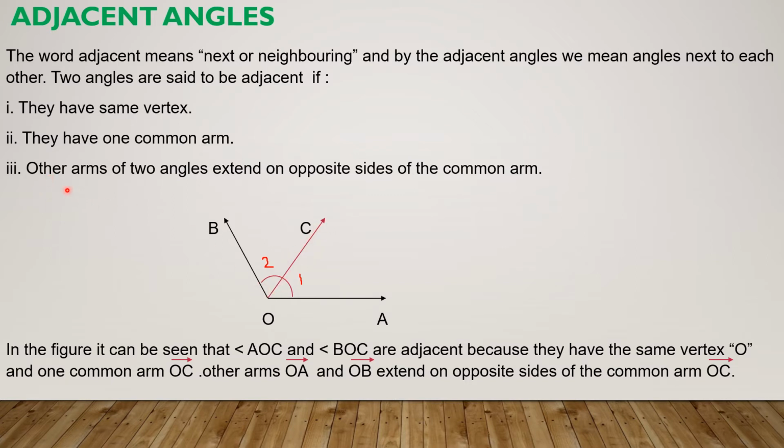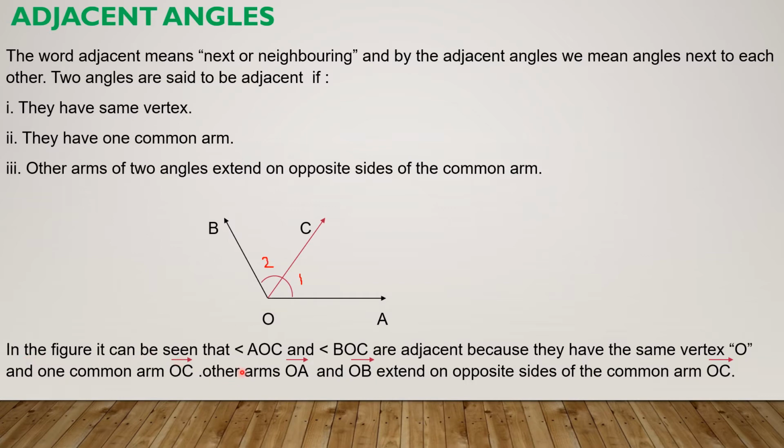Now look at the third number, other arms of two angles. Other arms of two angles extend on opposite sides of the common arm. Now look here students, these are the other arms, arm OA and arm OB. These are other arms than the common arm and they are extended on opposite sides of this common arm. Got it? So this figure is satisfying all the three conditions. So we will say that angle 1 and angle 2 are adjacent angles.